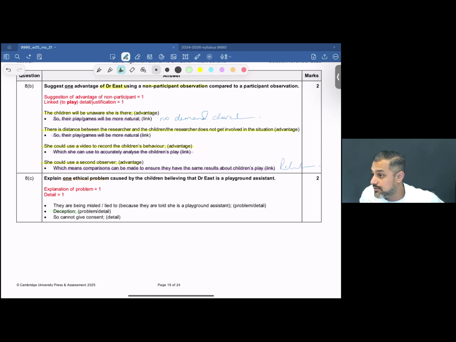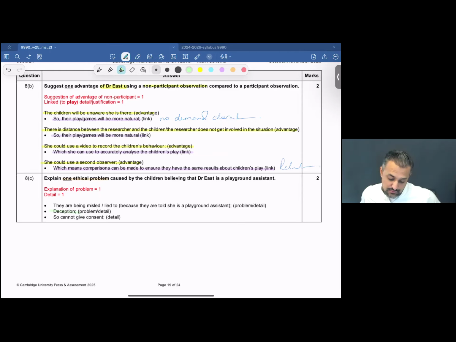it wouldn't be wrong if we say that the children have been misled to believe that the person who's there, that is Dr. East in this case, is a playground assistant. So you're misleading them, you're deceiving them, you have not taken consent from them. 1 mark for identifying that particular ethical problem, and the second for providing detail related to it. So they are being misled or lied to because they are told that she's a playground assistant. Deception, because the participants, that is children in this case, have been kept under the impression that the person who's physically present, that is Dr. East, is the playground assistant again.